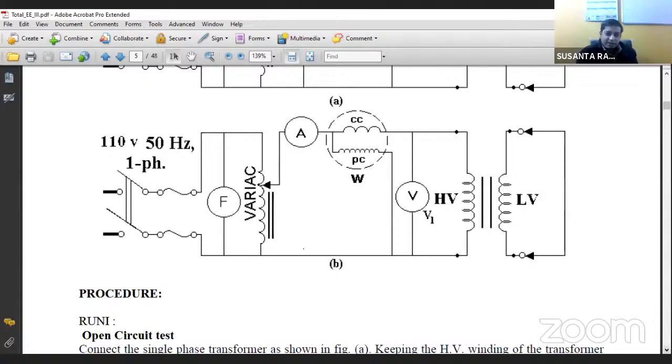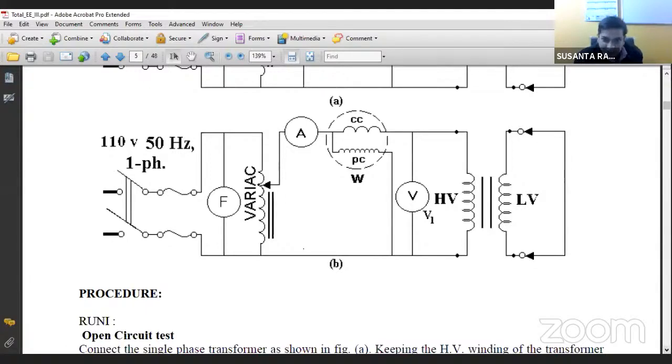If you apply a rated voltage and rated load, then the power that the wattmeter will read is the summation of your core loss and copper loss. So you couldn't segregate these two. But if we short circuit the transformer, and by that we achieve the rated current, then the advantage is that during the short circuit, the voltage drop is very low. It is 2 to 3% of the full load voltage.